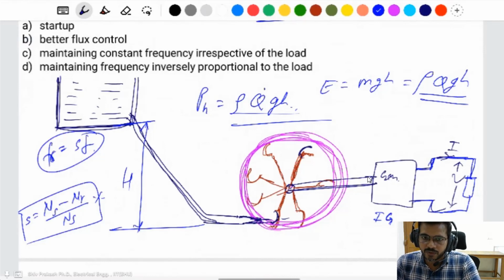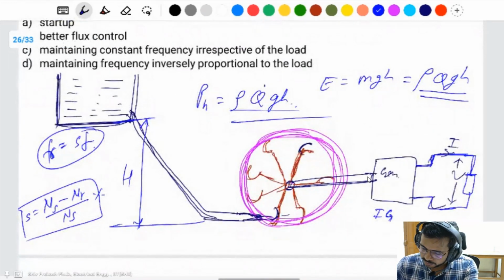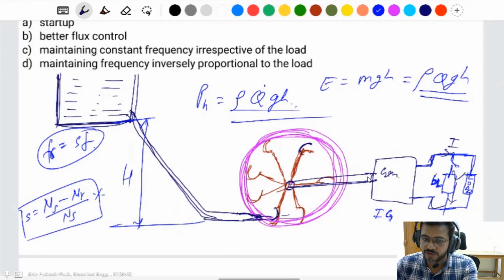To prevent this, because all electrical loads in India run at only 50 hertz, to fix the frequency an extra load is connected, known as the ballast load. You can say this is the extra load, the ballast load, BL. This is your actual load. It is connected through a switch, not as a constant load.